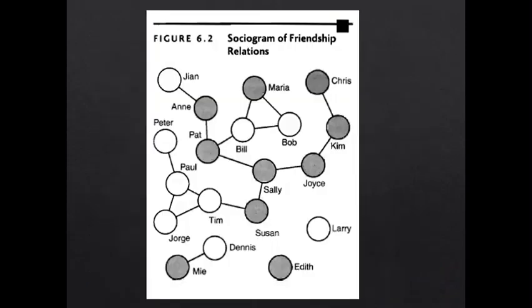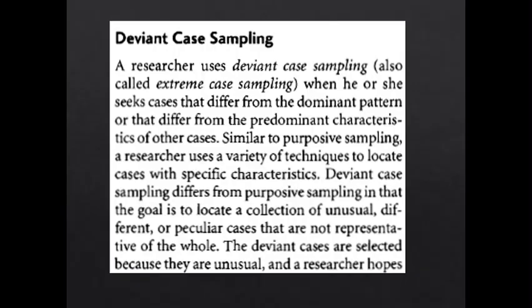So here you can see a sociogram, and here one person is trying to connect with another, and another will connect with some third person, and in this way a chain is created. A deviant case is a special type of sampling technique, and the researcher uses deviant case sampling when he or she seeks cases that differ from the dominant pattern, and that is why it is called extreme case sampling.